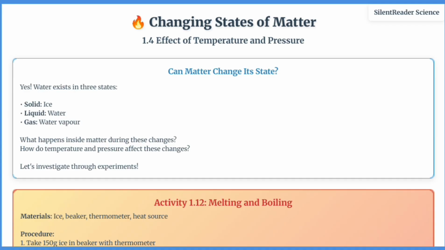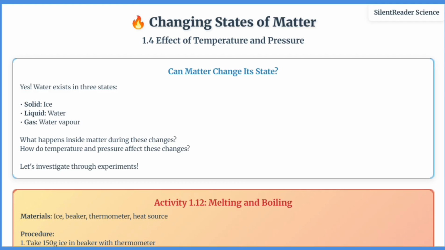Now let's explore how matter changes from one state to another. Water can exist as ice, solid, water, liquid, and steam, gas. What causes these changes? The key factors are temperature and pressure. When we heat ice, it melts at 0 degrees Celsius to become water. When we heat water, it boils at 100 degrees Celsius to become steam. During these state changes, the temperature remains constant because the heat energy is used to overcome the attraction between particles rather than increase their kinetic energy.